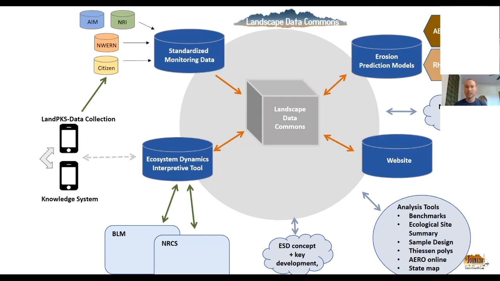So the idea of the data commons is to harmonize these standard monitoring data sets and then aggregate them in a single database system that we can then link to models, so remote sensing models and erosion prediction tools like Aero and REM. We can then develop various model applications and analyses from those.